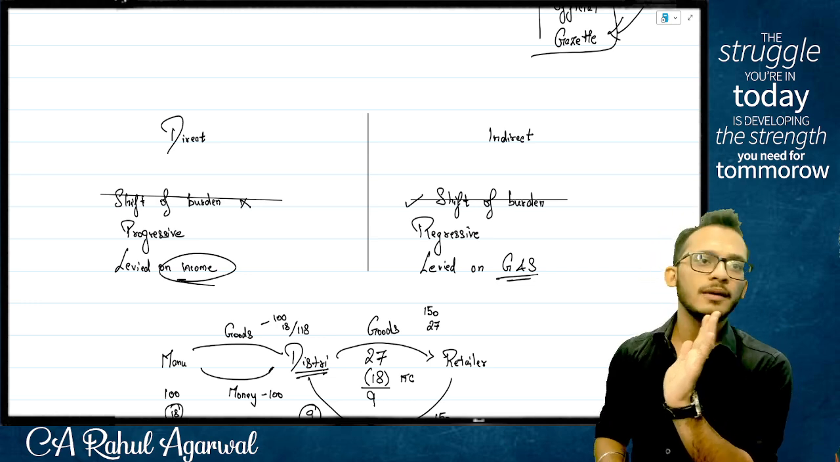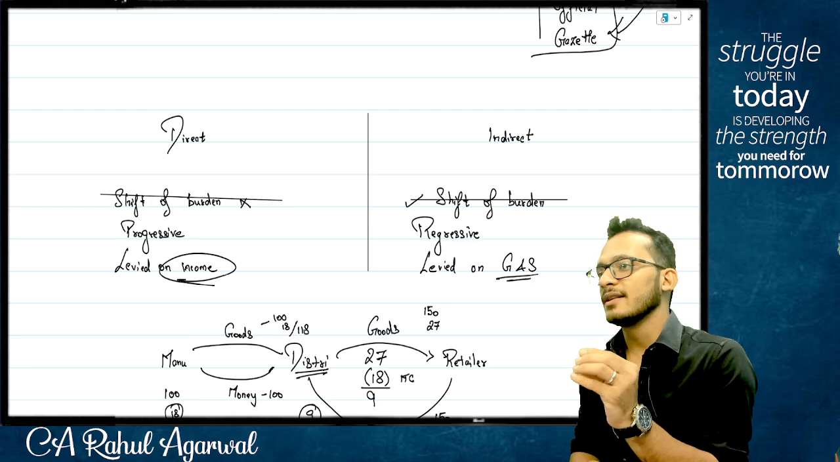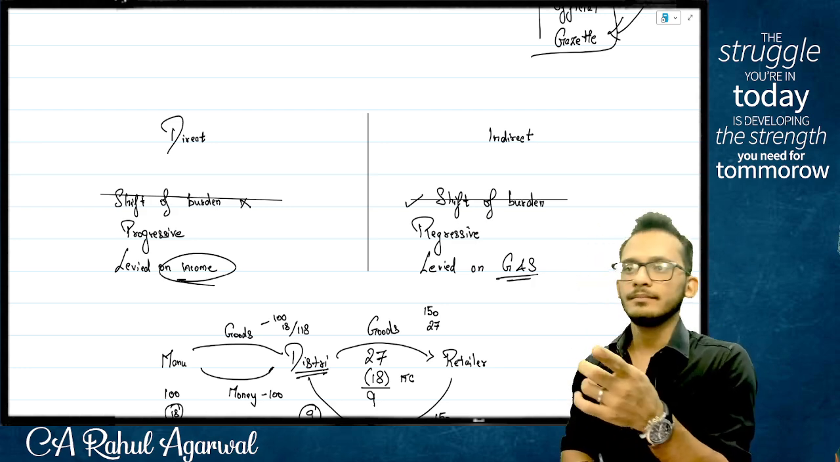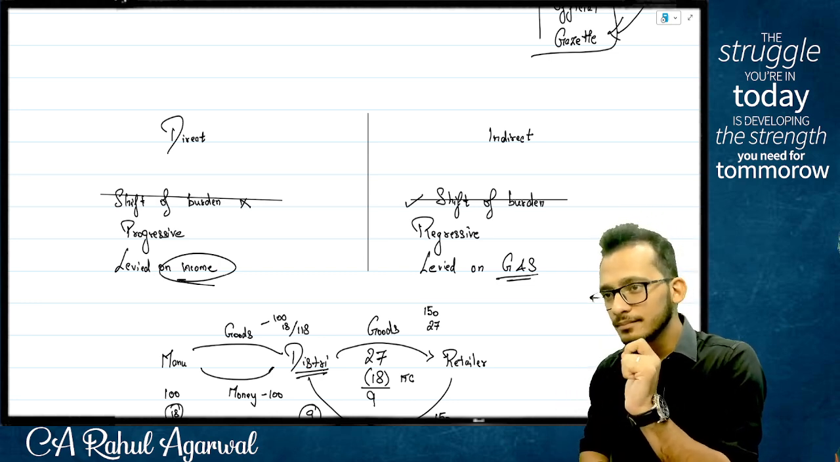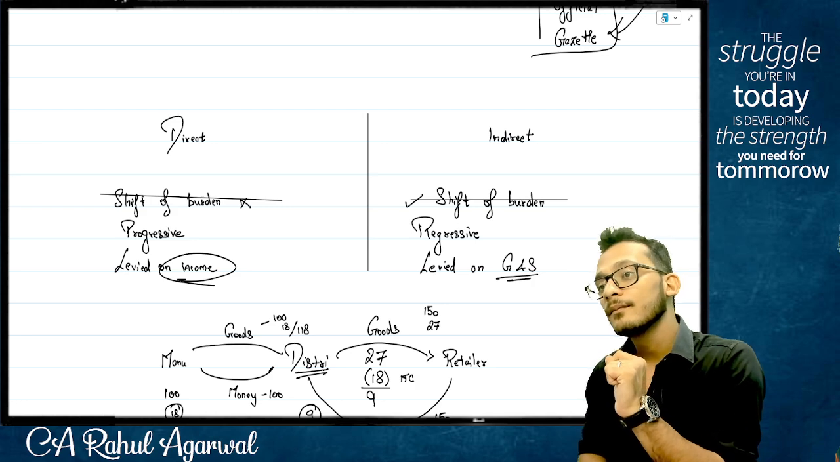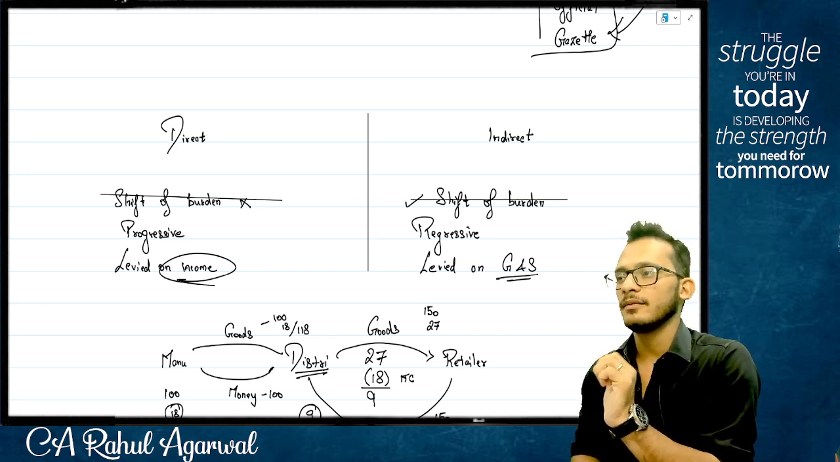Yes or no? Any doubts on this? No. Now if I have to give you some examples, you're going to tell me whether it is direct or indirect tax. Wealth tax has been abolished, if you come and ask me right now, but when it was there, yes, it was a direct tax.